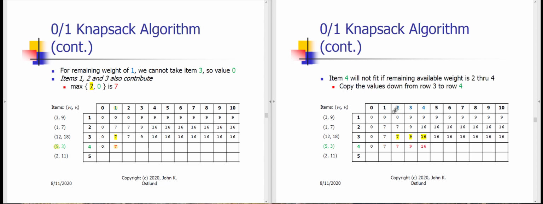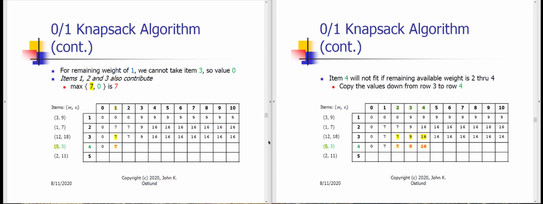All right, so if we have 2, 3, or 4 available units of weight left in our knapsack, we're still not going to be able to include item 4. So our maximum values are going to be the same as the maximum values just up through considering items 1 and or 2 and or 3. And so those 3 values, 7, 9, and 16, get copied down.